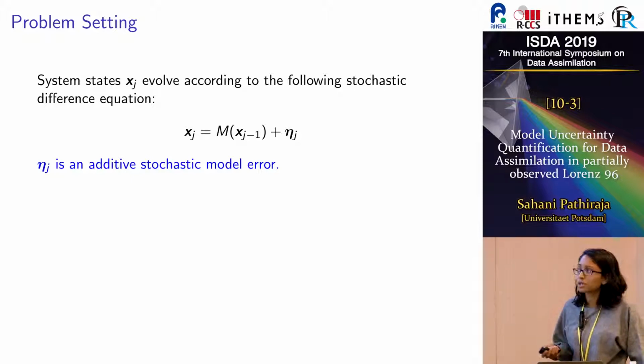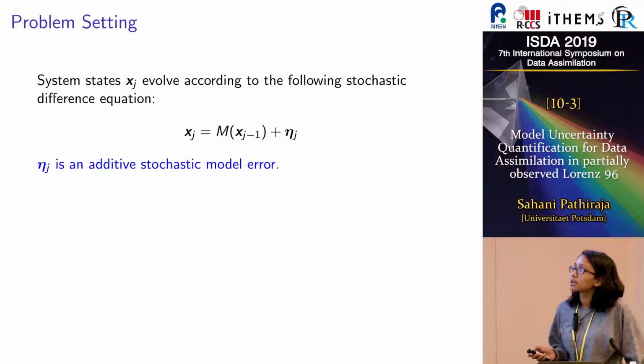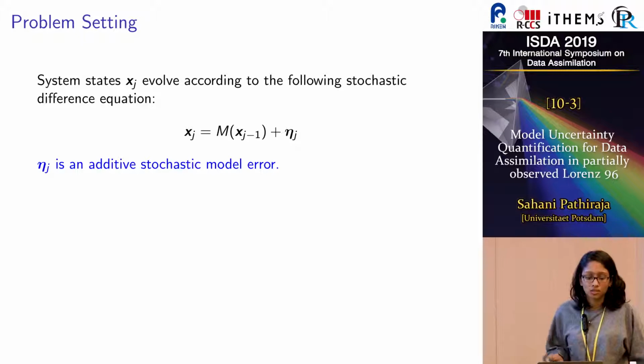So the problem setting that we're considering in this scenario is as follows. We have a system with states x with time index j. Evolution is guided by this stochastic difference equation with some deterministic model M, and the uncertainty in transitioning from time j minus 1 to j is captured by this additive model error term. And I've deliberately not specified any parametric assumptions or structure on this eta because I want to keep it as general as possible.